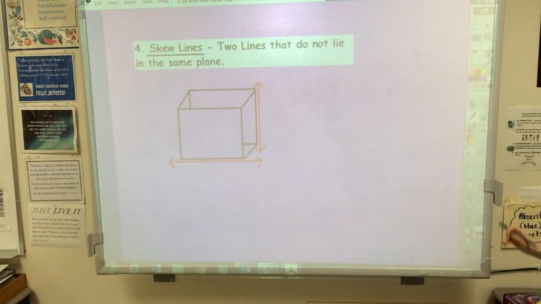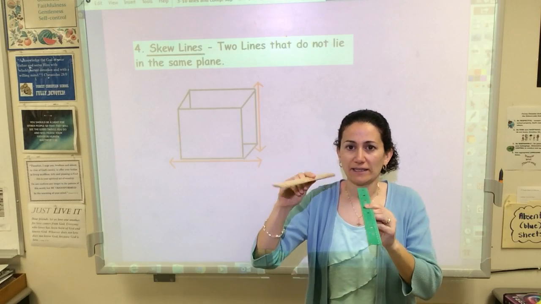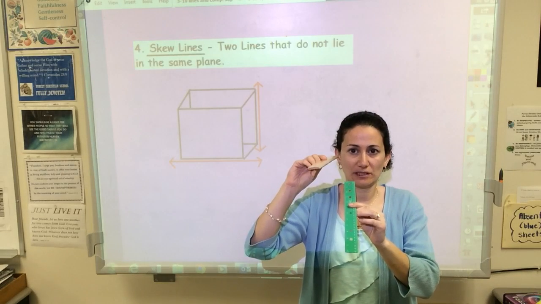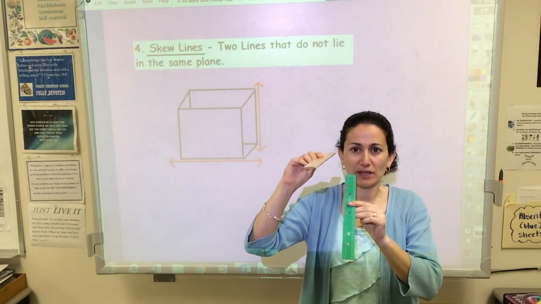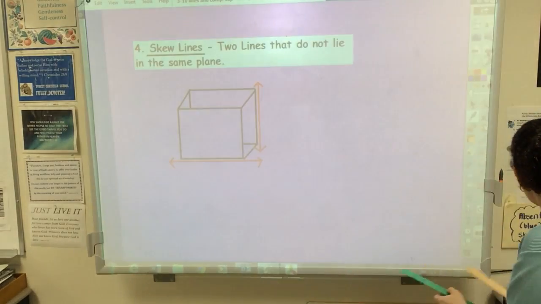Skew lines. Skew lines are an unusual type of lines. You've probably never heard of them before. Skew lines are lines that do not lie in the same plane. An example of skew lines would be two lines that lie in completely different planes. If you look at these two rulers, they're not even in the same plane. A plane is a two-dimensional surface.